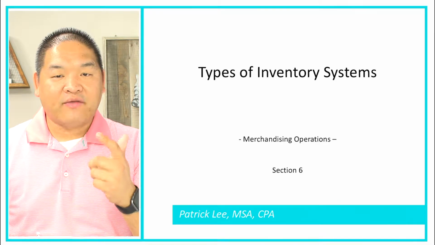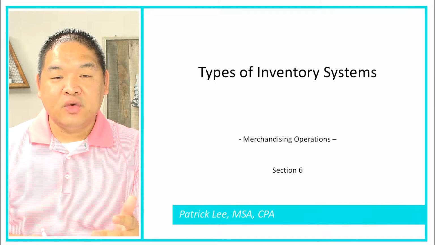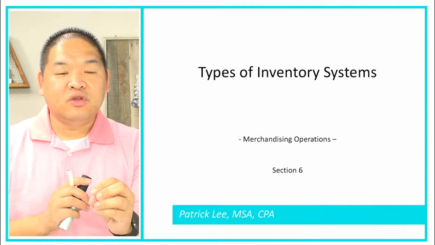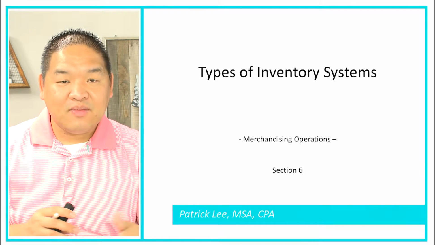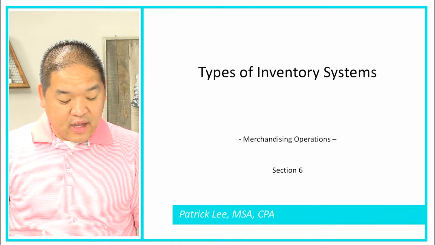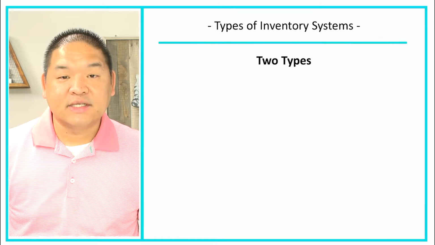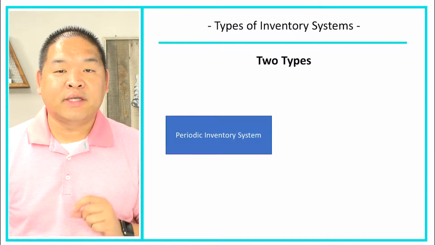How do we keep track of our inventory and cost of goods sold? Well, we've got two different ways of doing that. Both of them should give you a similar answer. It's just the timing of all those entries that might happen. So let's take a look at the two types of inventory system. The first one is the easiest one, and that is the periodic inventory system.